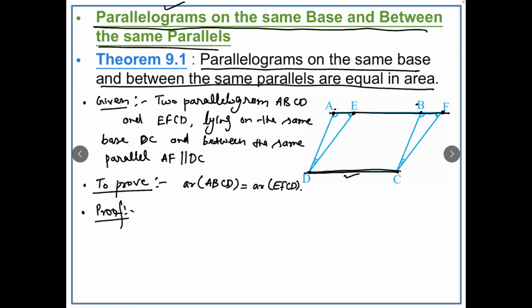In the proof, what we are going to do is deal with these two triangles first, triangle ADE and triangle BCF. In these two triangles we are going to prove that they are congruent. If these two triangles are congruent, then their areas will be equal, and in both we will add the area of this region, and we will get the required result. So first we are going to start with the two triangles.